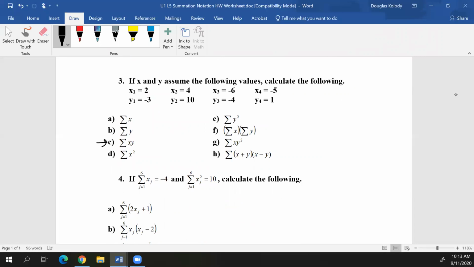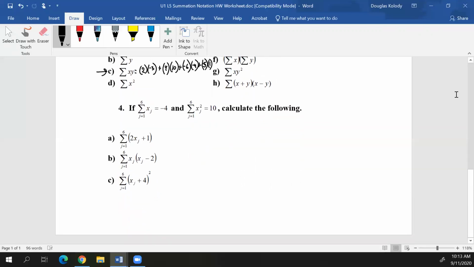It says the sum of x times y. So what do I mean by the x's and the y's? Notice there are 4 x's here and there are 4 y's. So it's going to be the sum of x1 times y1 plus x2 times y2 plus, and you get the point now, x sub 3 times y sub 3 plus x sub 4 times y sub 4. And then you sum all that together. You're going to do that for all the values there using the x's and the y's.